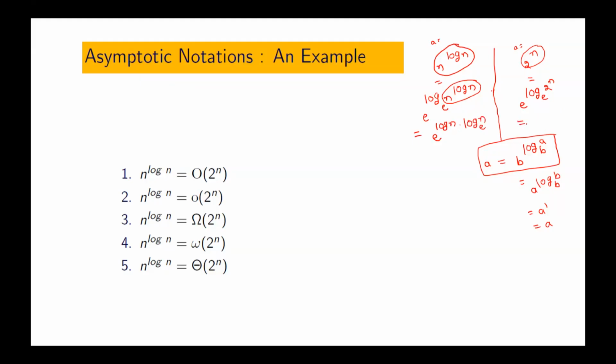What about this? This can be written similarly. n has come outside. e power n into log 2 base e. Now, is it possible to compare? Is it possible to compare?